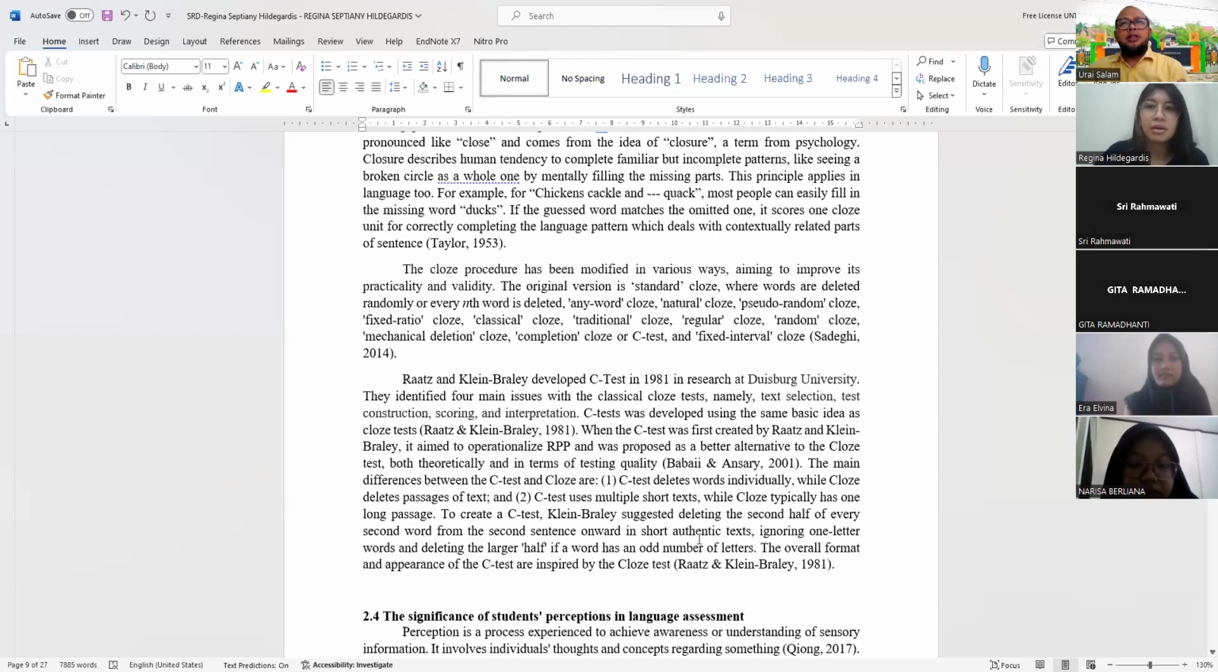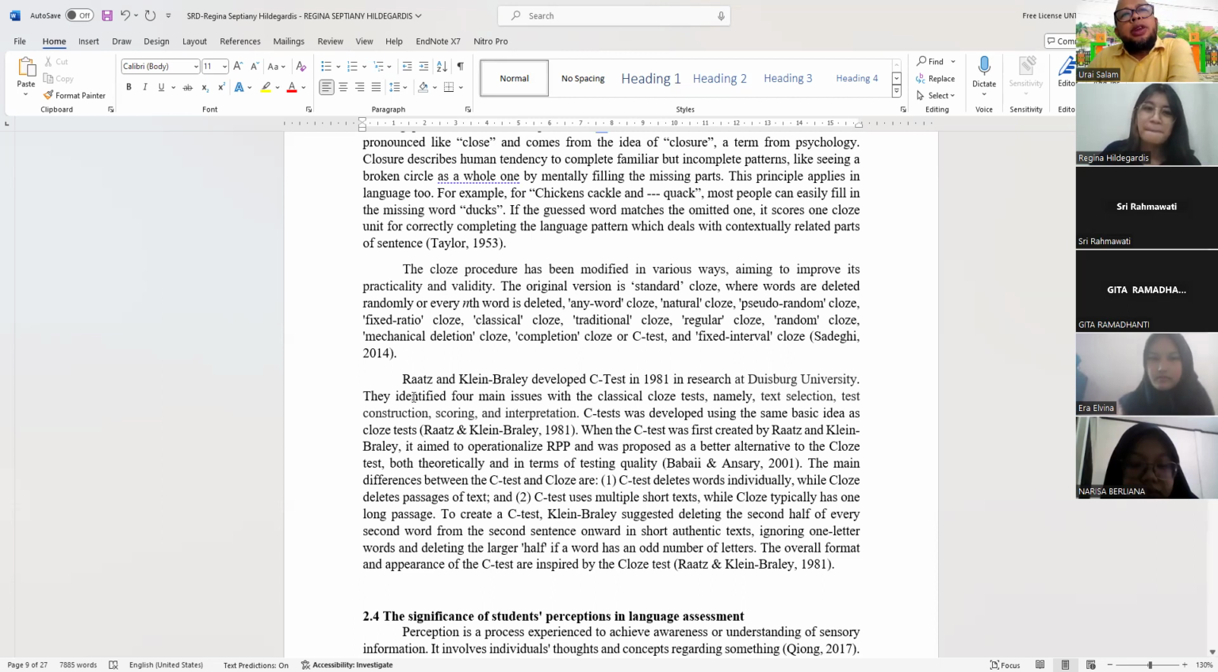Why do you think that C-test is significant? Does it make it different if you test with a usual test and a test using C-test? Does it make it different? I think it's just because C-test has ease of administration, is cost effective, and also efficient and easier for scoring.